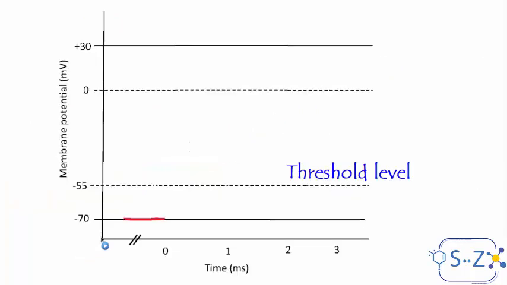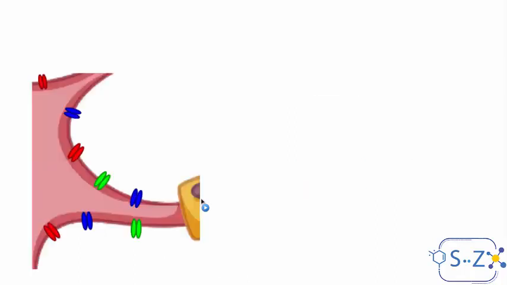In order to have a generation of an action potential, a nervous message, the potential difference should reach the threshold level. So the intensity of the stimulus has to reach the threshold value. Any stimulus below the threshold value doesn't cause a nervous message to be generated. Now, how does the nervous message generate?